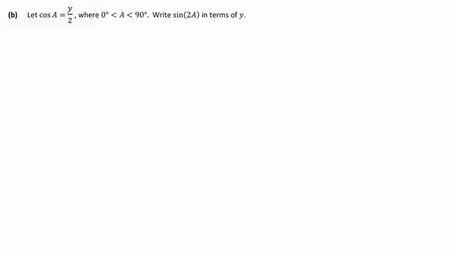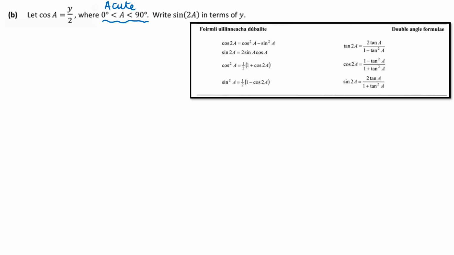So part B of that question, let cos of A equals y over 2, where A is between 0 and 90 degrees. That means it's acute, and that means we're only dealing with positive answers. So think of your unit circle, everything is acute. Write sine of 2A in terms of y.